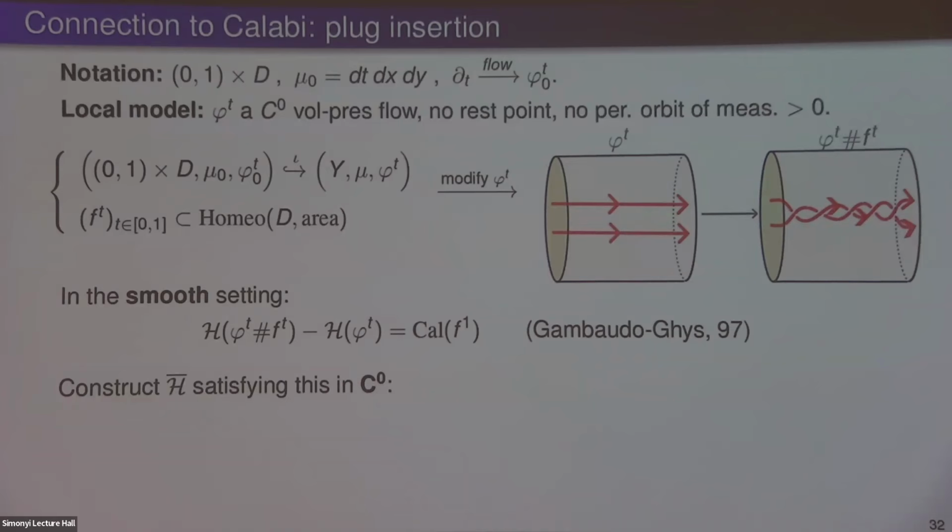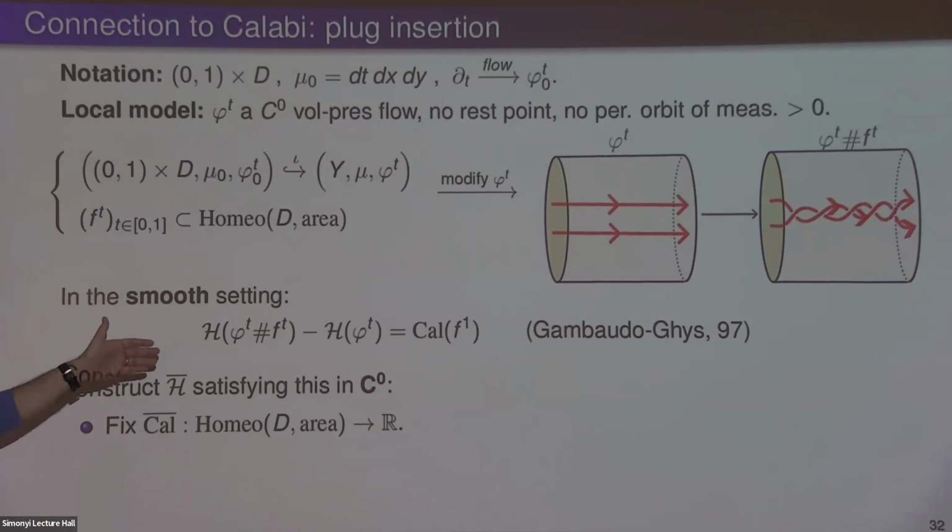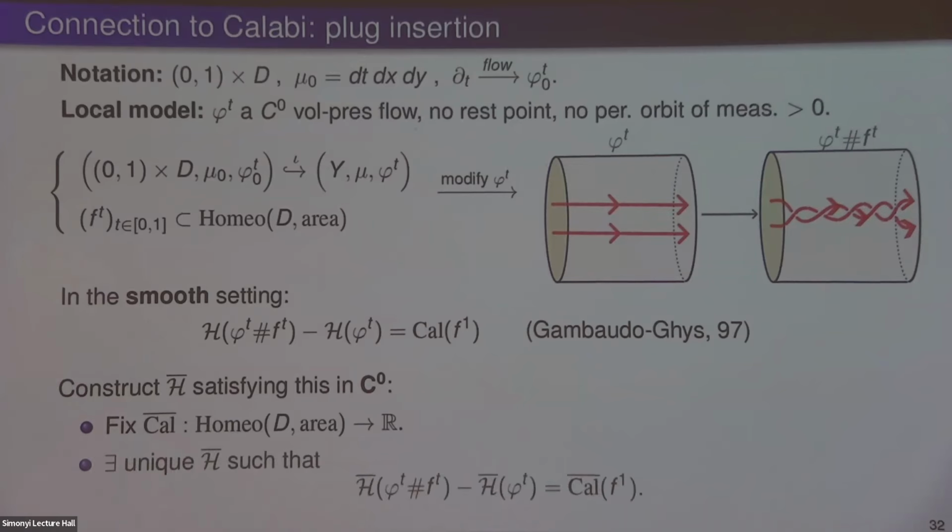So what do we do then? We fix a choice of a Calabi extension. There's lots of them, but you pick just one. Then using that, we extend helicity, keeping in mind that we want this identity to hold all the time. It turns out you could do this, and that actually uniquely determines the helicity extension. So once this choice of Calabi invariant is fixed, there's a unique helicity extension which satisfies the Gambaudo-Ghys identity. In this way you get lots and lots of helicity extensions.